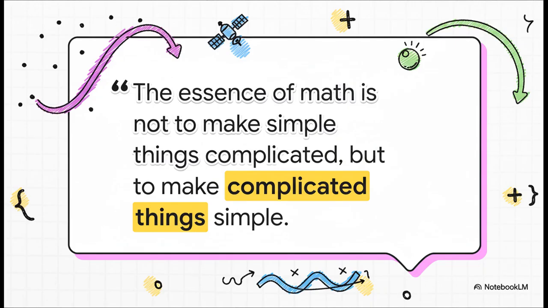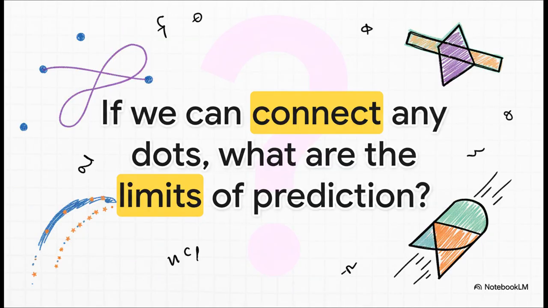And this quote, I think, just hits the nail on the head. The essence of mathematics is not to make simple things complicated, but to make complicated things simple. That's exactly what we just did, right? We looked at these kind of scary-looking formulas, but we realized their whole purpose was to solve a really simple, intuitive problem. How do we connect the dots? It's just a perfect example of how math can take something that feels complicated and make it simple and incredibly powerful. So that leaves us with one last thing to think about.